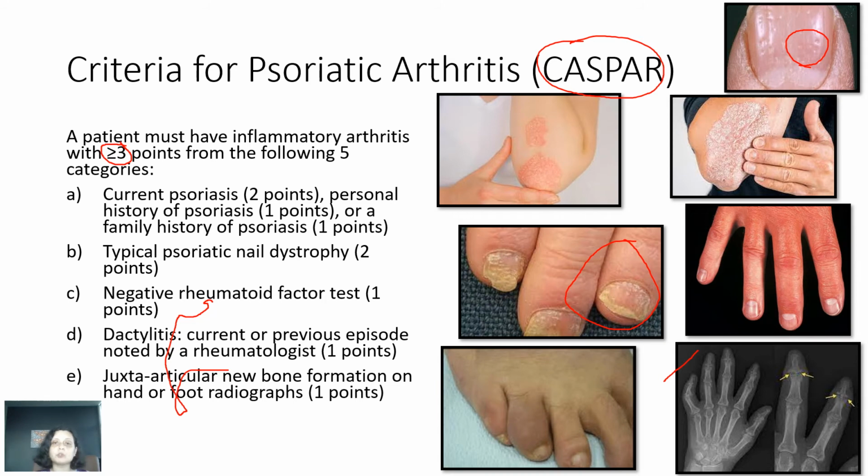So remember, psoriatic arthritis falls under the umbrella of spondyloarthritis. It's mainly a peripheral arthritis. It is associated with skin psoriasis and nail psoriasis. And when I say arthritis, it is not just pain, but there is inflammation in the joints.